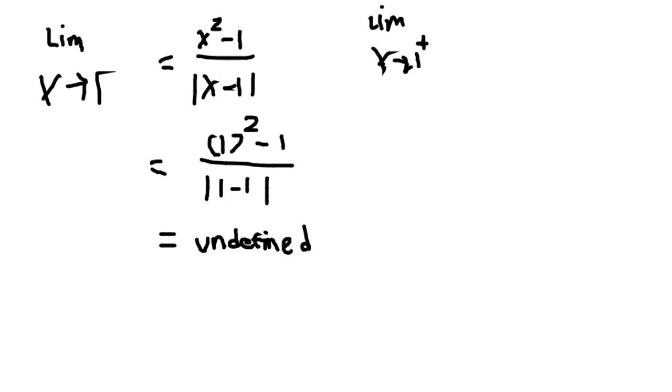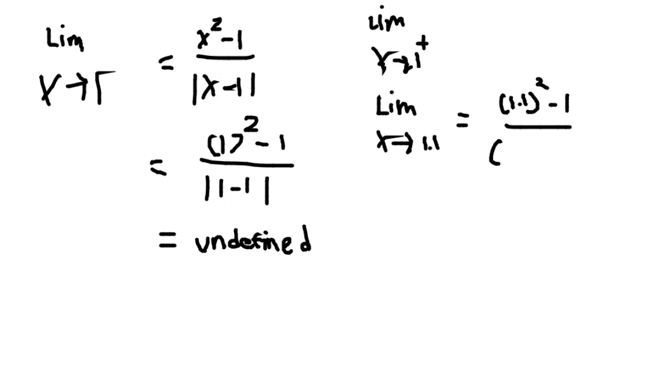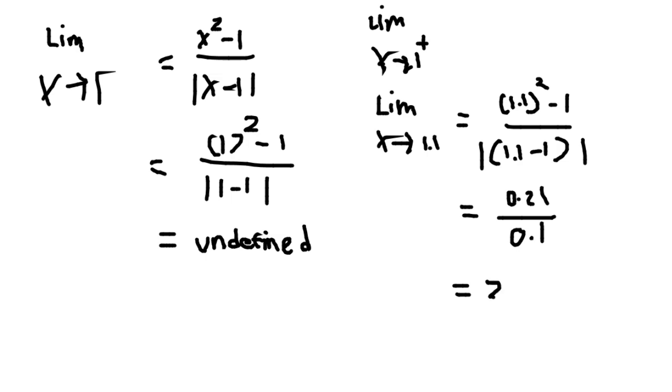So what we're going to do is just approximate it from the left side and the right side. Let's start with the right side first. We're going to plug in a number that is closer to 1, but on the right side of the number line. Let's just say 1.1. So if we plug in 1.1 here, 1.1 squared minus 1, then 1.1 minus 1. So 1.1 squared, what is it? It is 1.21, minus 1. So 0.21 divided by 0.1 is going to be 2.1.